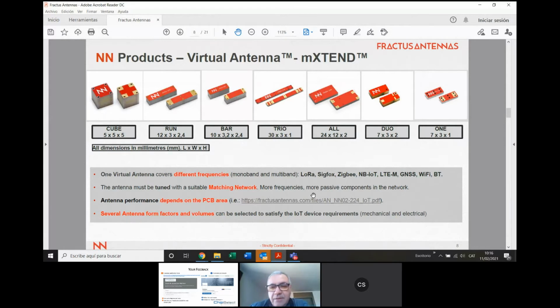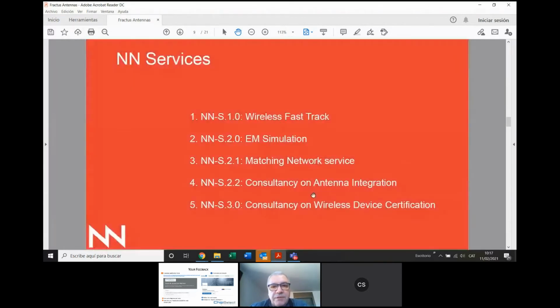Okay, having said that, this is a little introduction on technology and products. We go to the services. So in our company, we are very aware of the customers. They need very good technology, very good components, but also they need some technical support to facilitate the integration on the IoT device. So we have divided our services into these 5 different services.